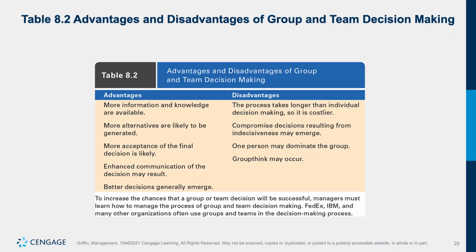So the table contained on this slide basically enumerates the advantages and disadvantages of group and team decision making. So you may want to familiarize yourself with the content of this table.